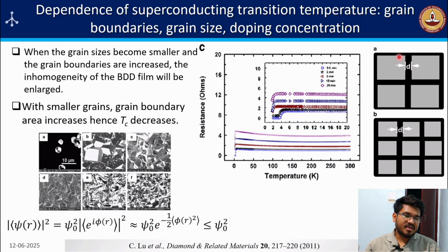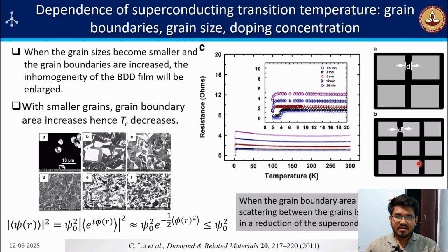So in this picture, if you have the same area of two samples, one having, let's say, 4 grains, another having 9 grains, you can easily see that in the second case the number of grains is higher and the grain boundary contribution is more. Because of this grain boundary contribution, there will be more defects, more inhomogeneity in the sample, and your superconducting transition temperature will decrease. So when the grain boundary area increases, the scattering between the grains is enlarged, resulting in a reduction of superconducting density.